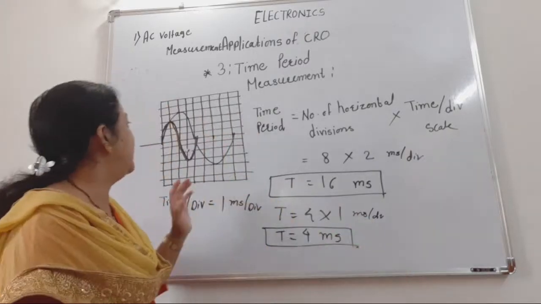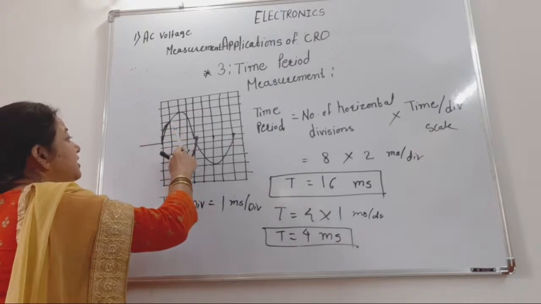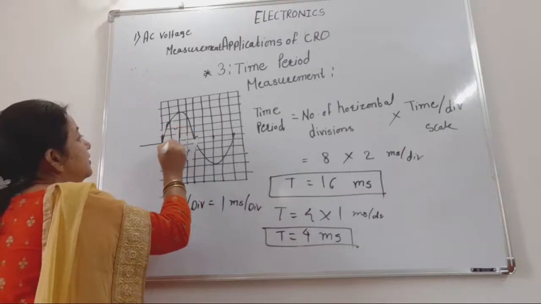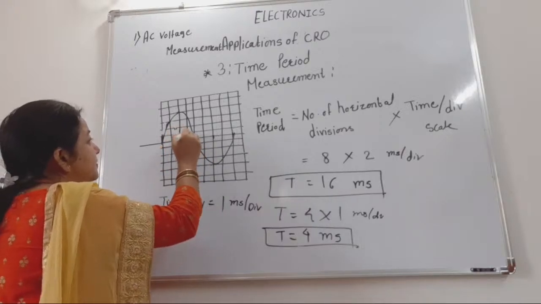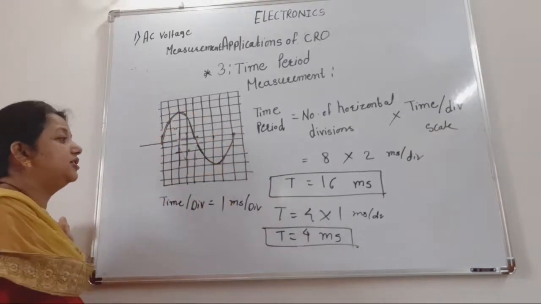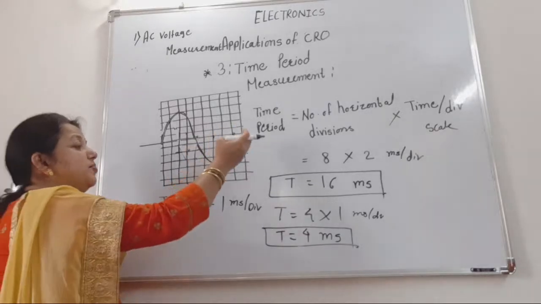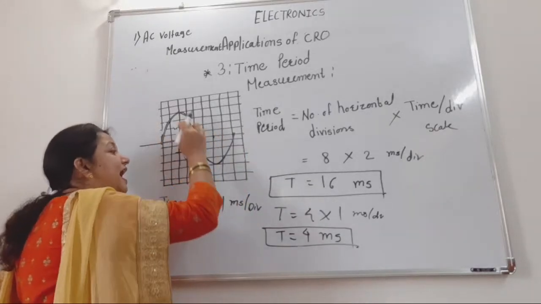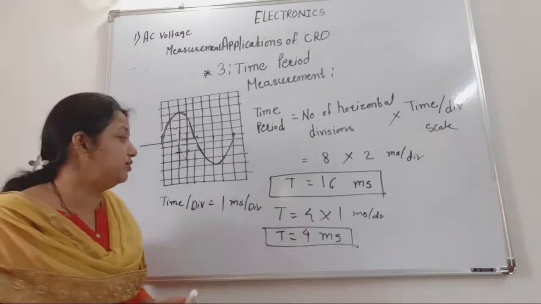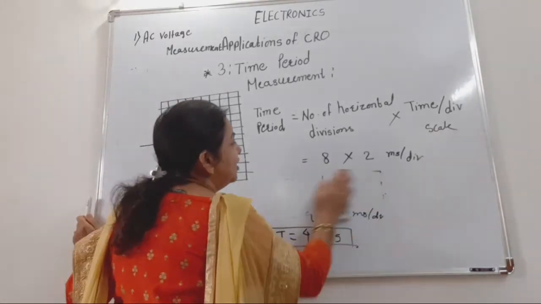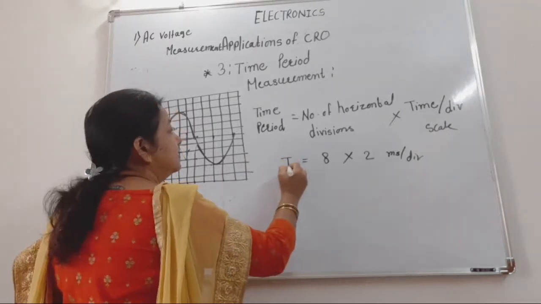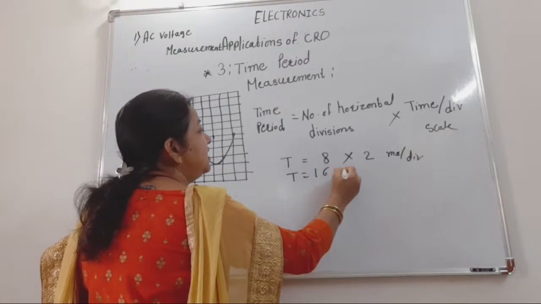Draw the diagram like this. Suppose we consider our first diagram like this. This is our wave. We want to calculate the frequency of the same wave. So go like this, time period measurement. First calculate the periodic time and then calculate the frequency. You know the formula for frequency, T is equal to 1 upon F, right? T is equal to 16 milliseconds.